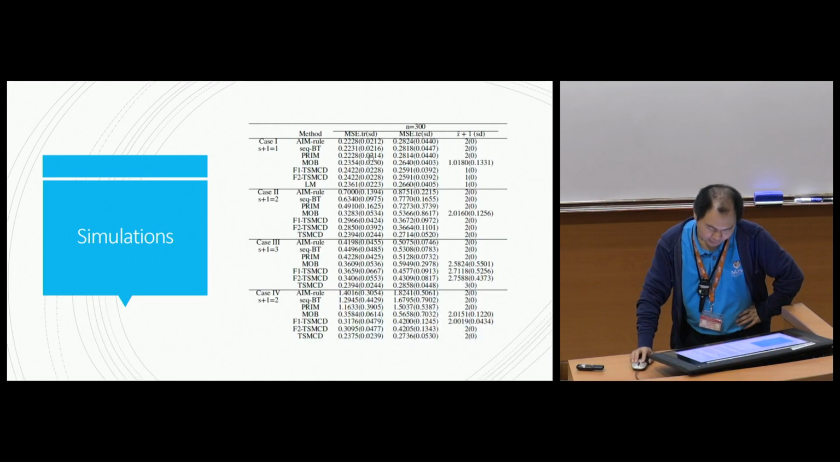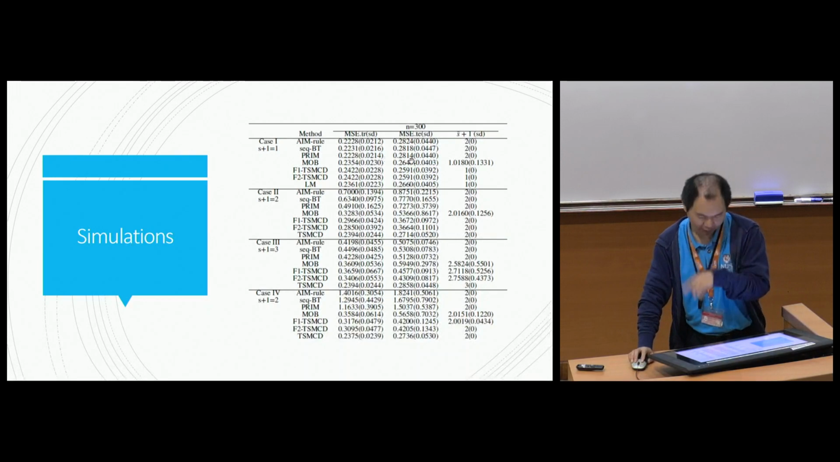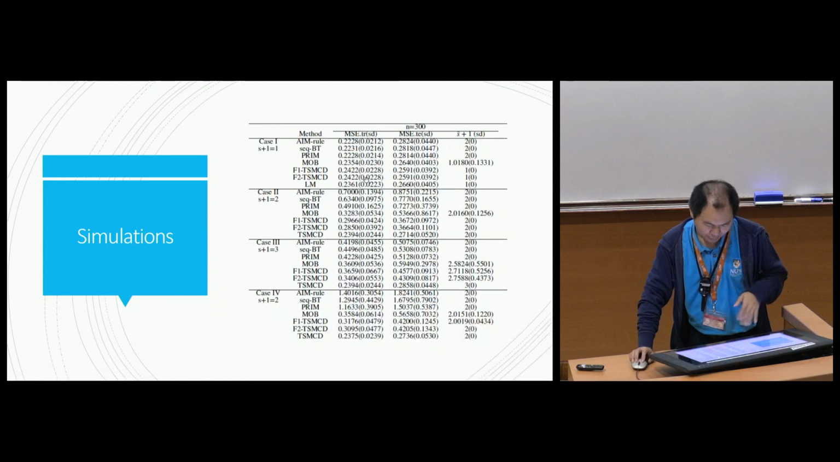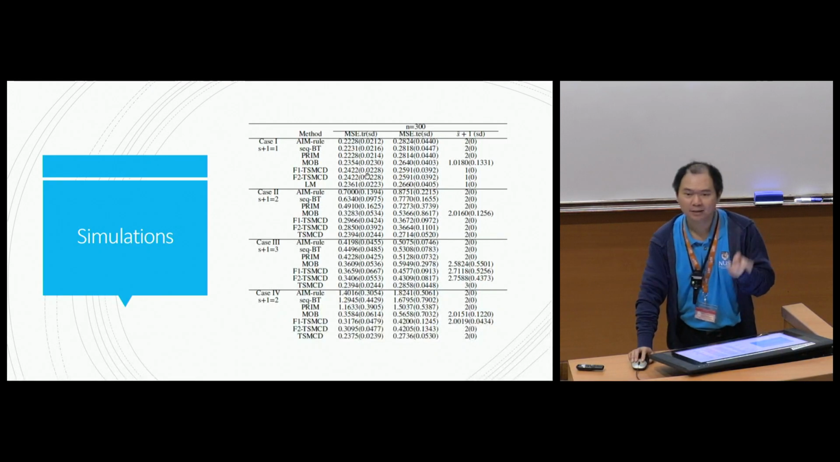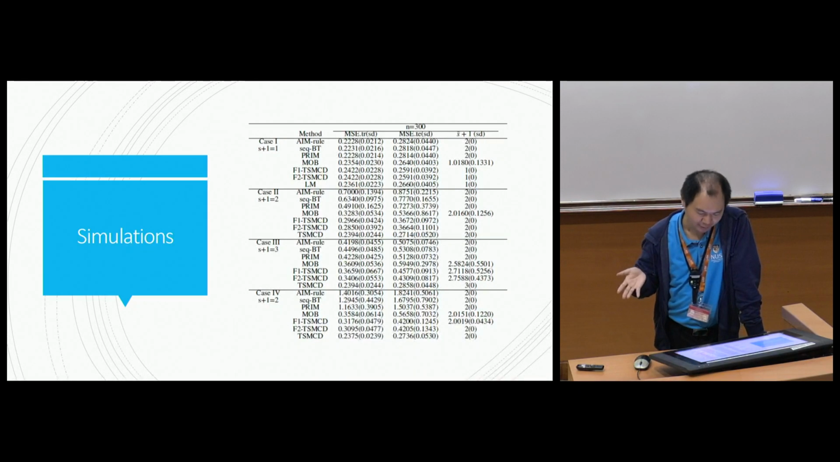And then the first 2 columns are the mean square error for the training sample and for the test sample respectively. And you can see in this case, LM is actually the oracle method because the true model follows the linear regression model.